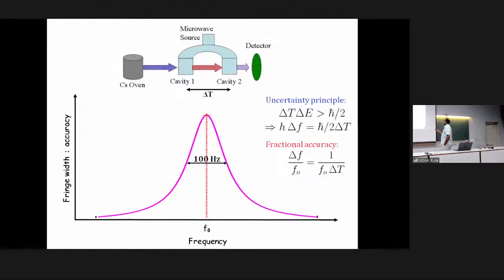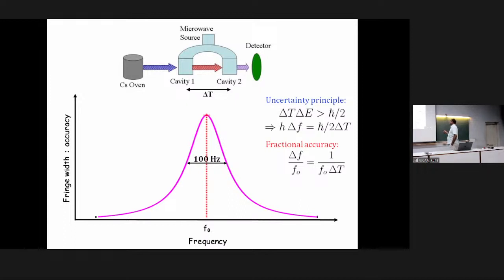So this is the same thing, the microwave cavity, the first interaction zone, and the second interaction zone of the microwave cavity. If you use normal room temperature cesium, then the line width that you measure is hundreds of hertz. You cannot do better than that. How can you improve that?